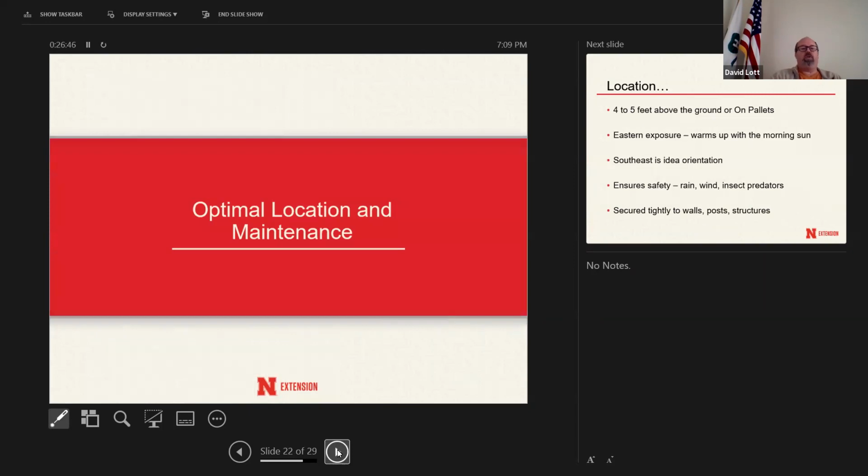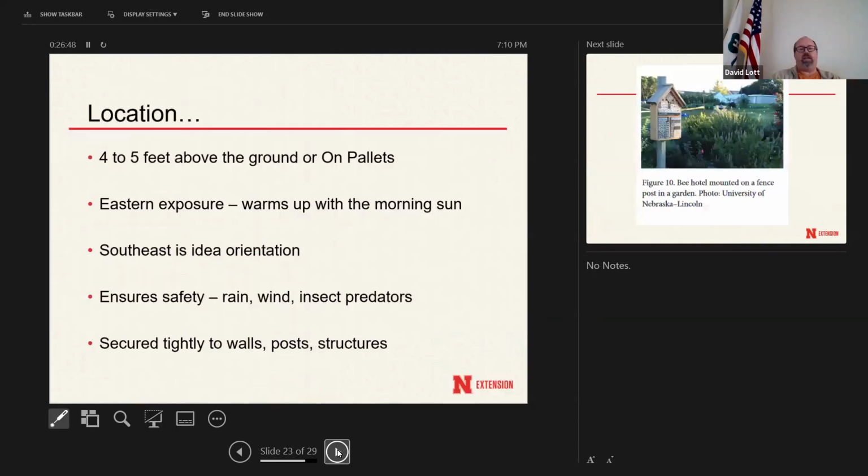Okay, so optimal location and maintenance. Kathleen talked about that a little bit with the pollinator gardening a couple weeks ago. It's good to have them 4 to 5 feet above ground on a post, or up on a fence or something sturdy that's attached. Or you can have them on the pallets or on the concrete blocks. But the bricks with the tubes and the blocks have to be higher up. They can't be at ground level. So you have to build it up and then put them on.